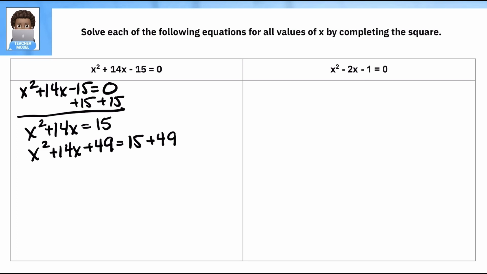All right, now the reason I'm doing that is because we're thinking of the factors of 49 that add up to 14, and we already know it's going to be 7 and 7. So x plus 7 times x plus 7. And on this end, I'm getting 64.